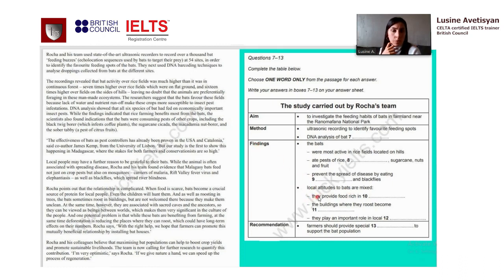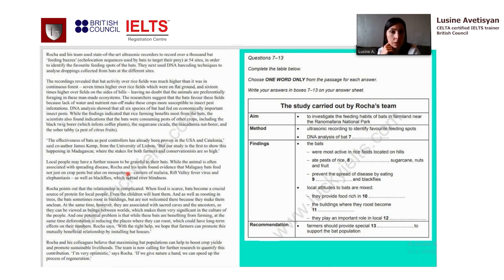Let's find the part when it speaks about local attitudes, the living people there who have mixed, not the same attitude towards the bats. Okay, let's locate it. When you see here, it says local people. Sorry, so local people may have a further reason. So this is about local people, but let's go, and we have located it somewhere here. So moving on to find the word.